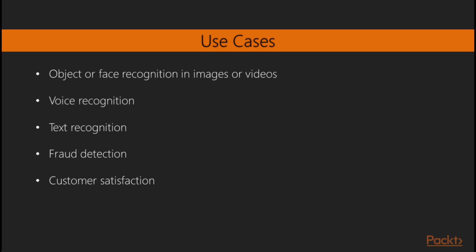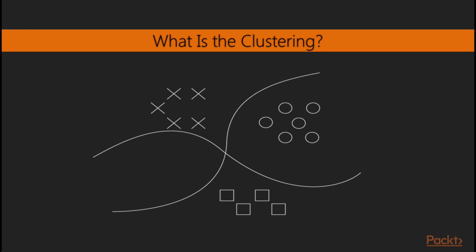Classification is used in such fields as object recognition or face recognition in images or videos, voice recognition, text recognition, fraud detection in insurance companies, and customer satisfaction analysis. In this video, we are going to show you a basic classification task by taking a CSV file, which is already labeled data. On the other hand, clustering is a kind of grouping of variables without using labels.